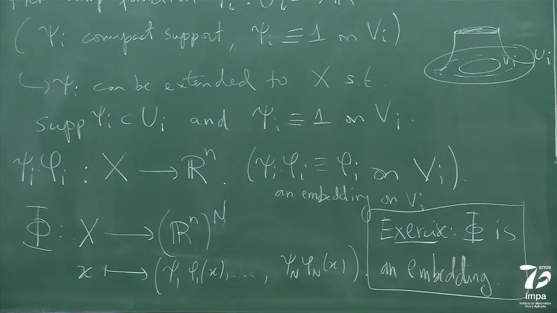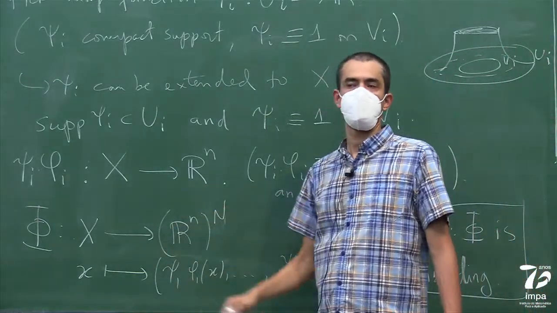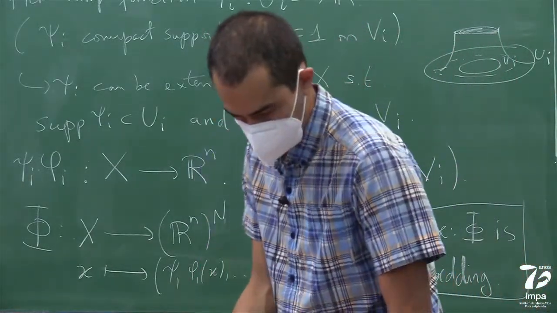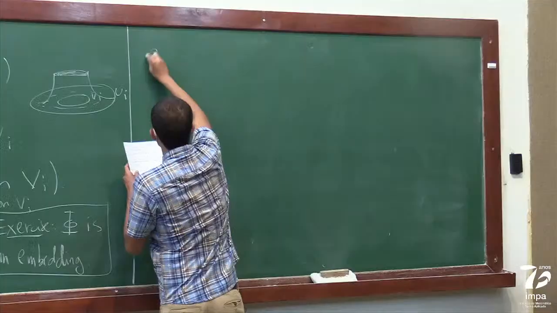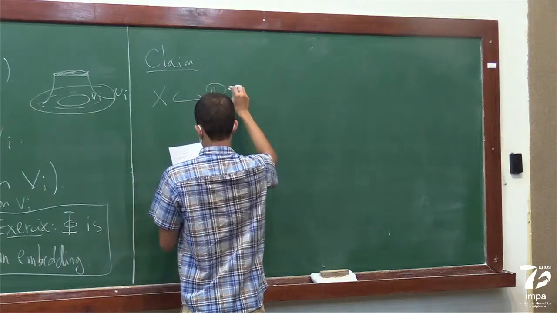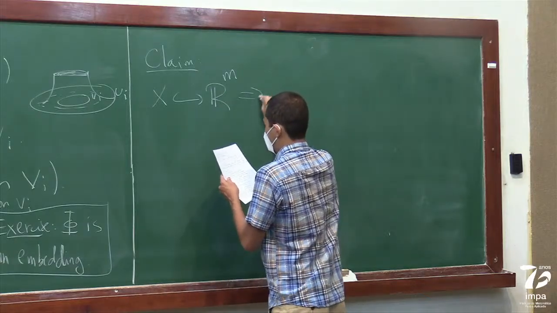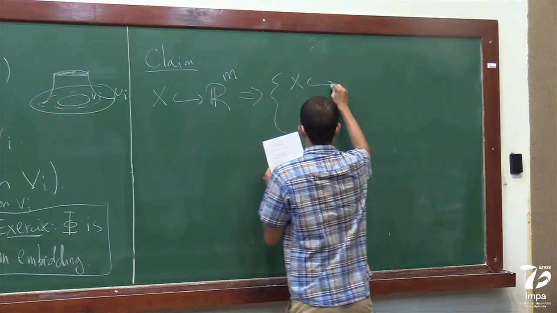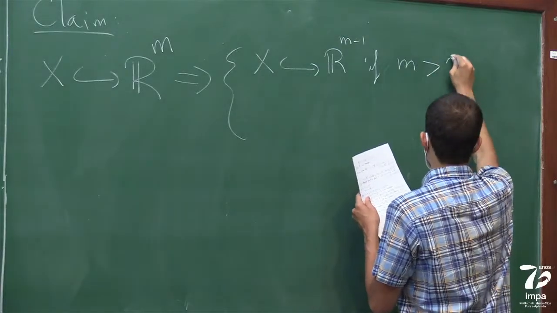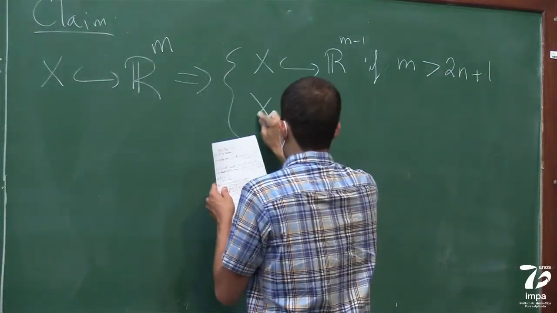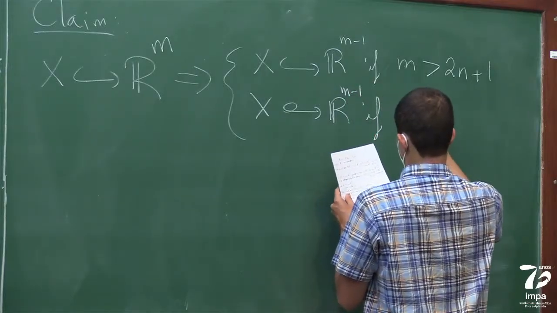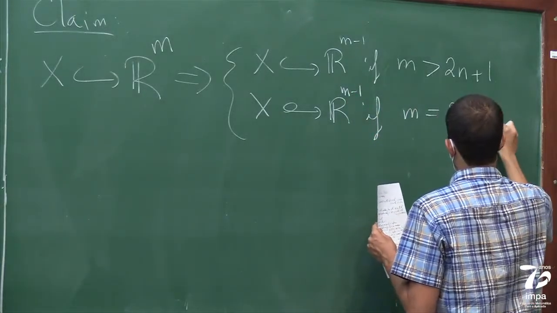And what I want to do now is reduce the dimension. So my claim is that if X embeds into Rm, then X embeds into Rm minus 1 if m is bigger than 2n plus 1, and X immerses into Rm minus 1 if m is equal to 2n plus 1.